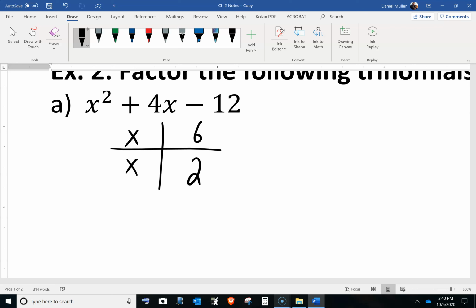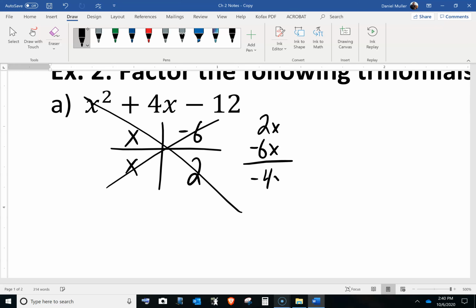So I need to put a negative somewhere, and I don't know where, so I'm just going to put it right here. And then you can just verify. Same way we've always done it here. X times 2 is a 2x. X times negative 6 is a negative 6x, and if I add those together, I get a negative 4x. That's not what I have. I have a positive 4x.